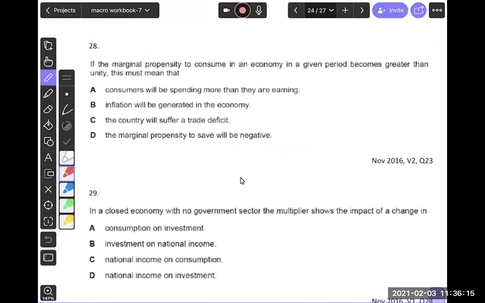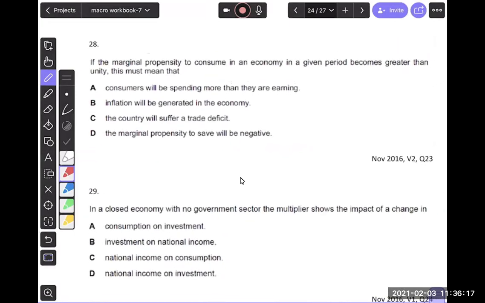Okay, this one is easy. If the MPC becomes greater than unity, this must mean what? Remember, the formula: MPC plus MPS is equal to 1. Who's saying D? Abdul Rahman, are you saying D for this one? Why D?